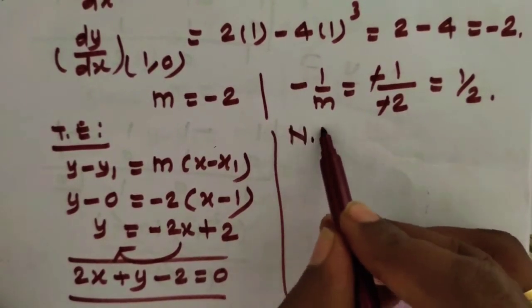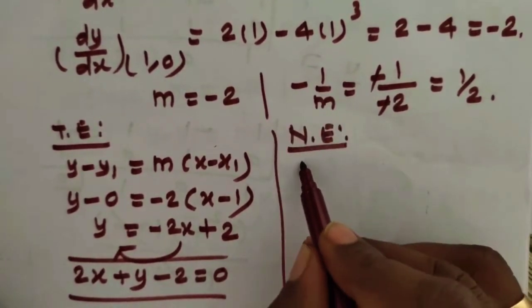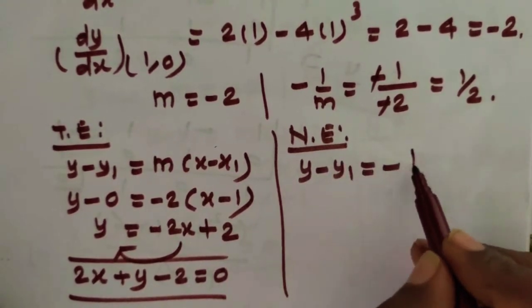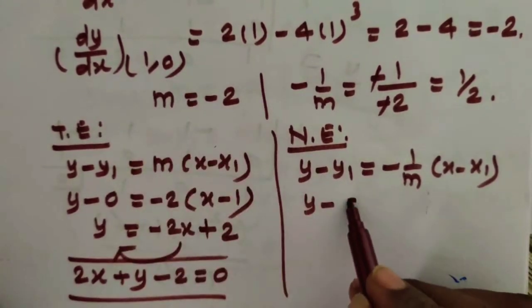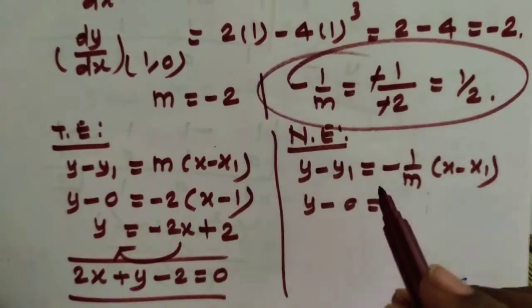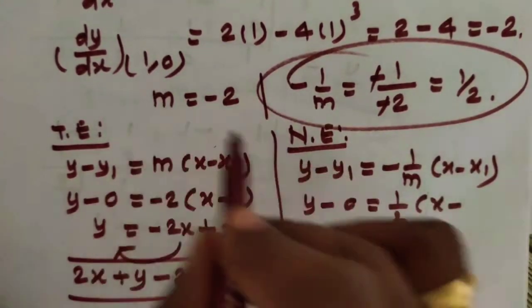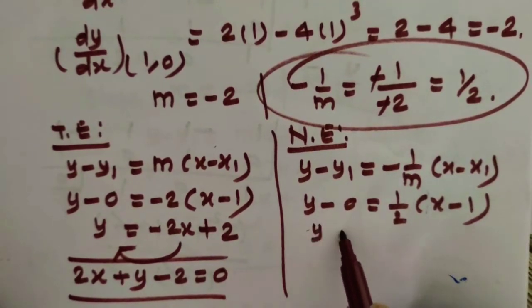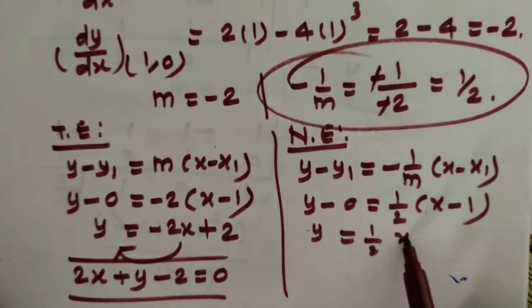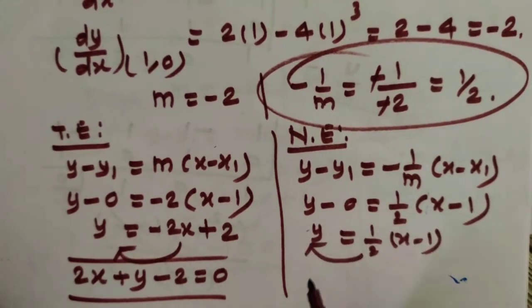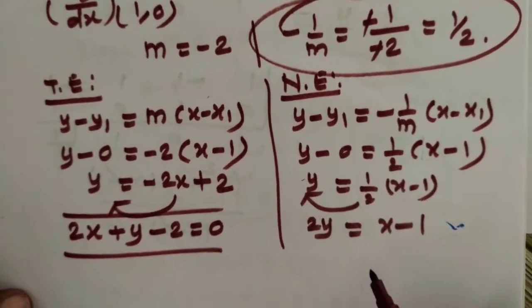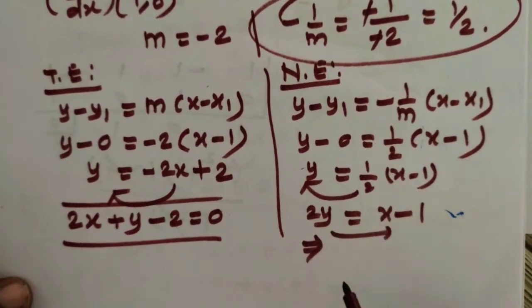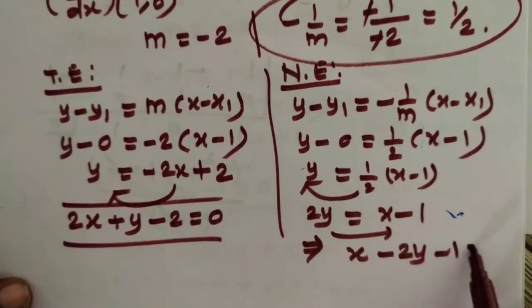And second one, normal equation of the curve. Normal equation formula is y minus y1 is equal to minus 1 by m into x minus x1. Y minus y1 is 0, which is equal to minus 1 by m is 1 by 2 into x minus x1 is 1. So y minus 0 is y, 1 by 2 into x minus 1, and the denominator 2 we bring to the right by multiplication, 2y is equal to 1 into x minus 1. So bringing x to the right side, we get minus x plus 2y minus 1 is equal to 0.